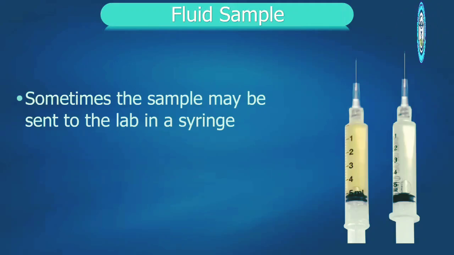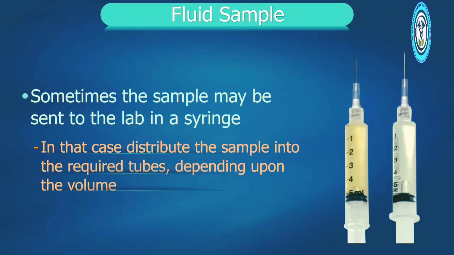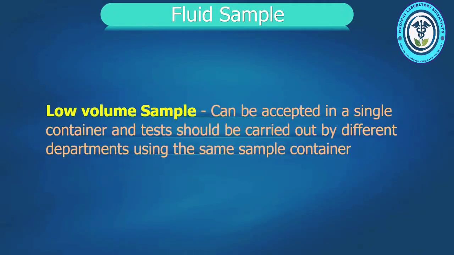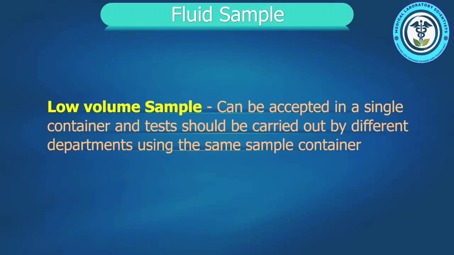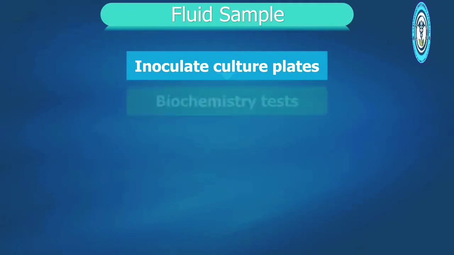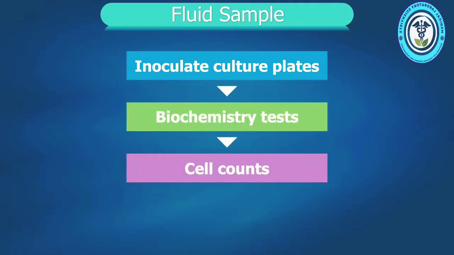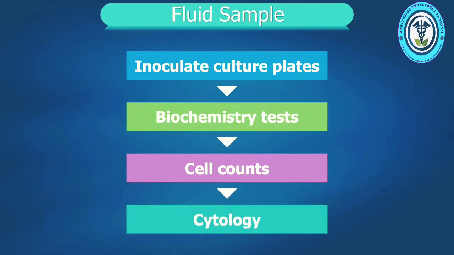Sometimes, the sample may be sent to the laboratory in a syringe. In that case, distribute the sample into required tubes depending upon the volume. In case the volume of the sample is less, it can be accepted in a single container, and tests should be carried out by different departments using the same sample container. First, inoculate culture plates, do biochemistry tests, followed by cell counts. Then centrifuge the sample and do cytology.